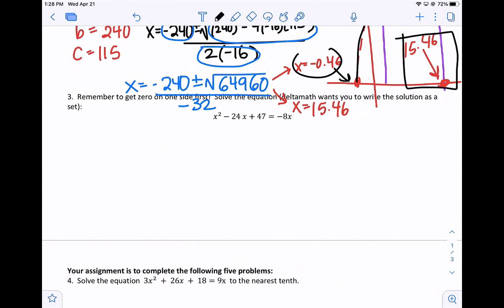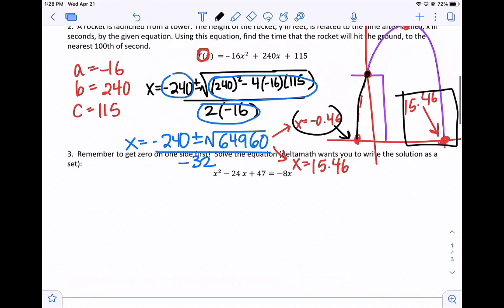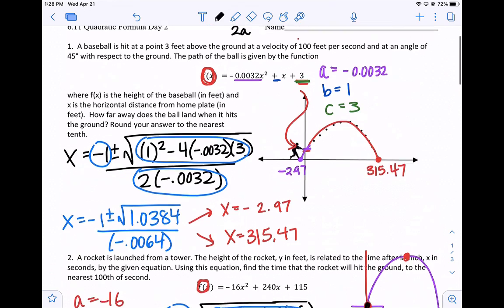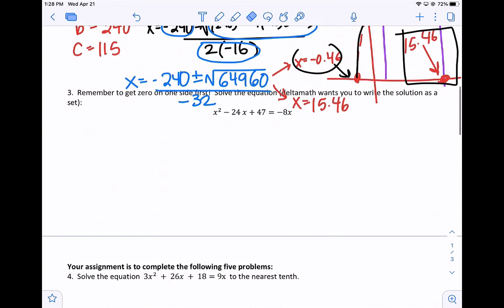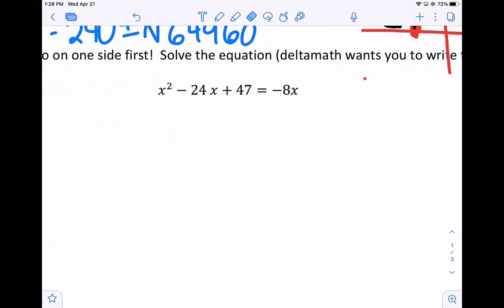The hint is, don't forget to get 0 on one side first. In the word problems, it was just automatically set to 0, so we could solve. But let's do one that's not set to 0, and then solve that one in example 3. So solve the quadratic. And again, first step is we do need 0 on one side.